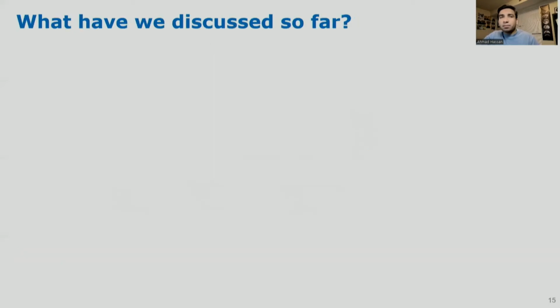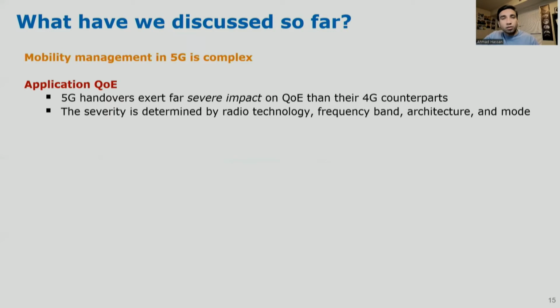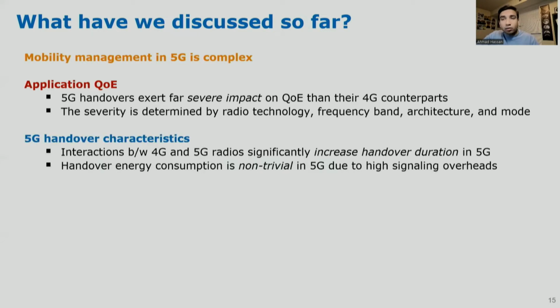Now, let's take a step back and see what we have discussed so far. We have established that mobility management in 5G is much more complex than previous generations of cellular technology. We also found that 5G handovers severely impact application QoE, and the level of severity depends on multiple factors. We also discussed that handover durations are long in 5G, and handover energy consumption in 5G is non-trivial.